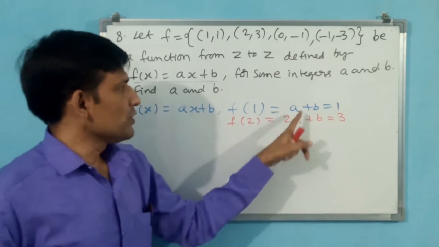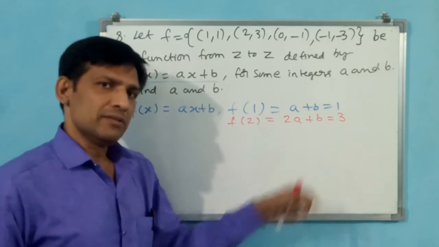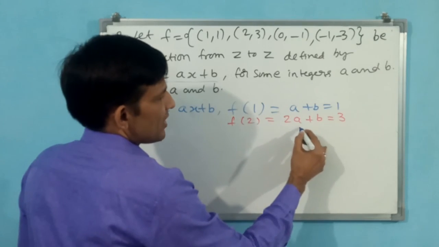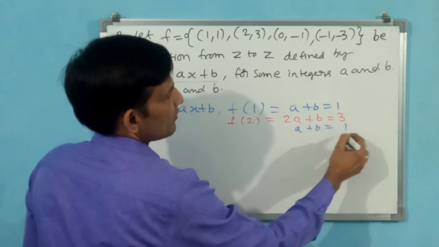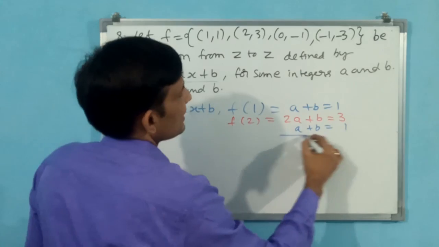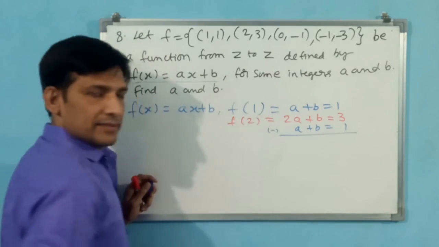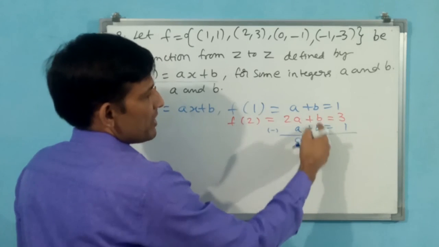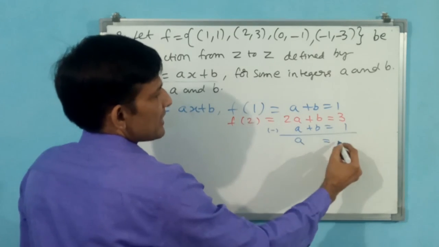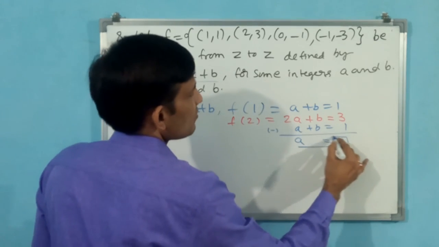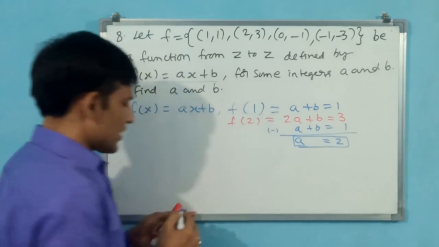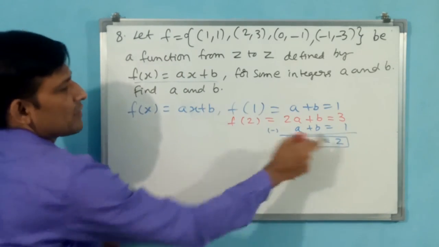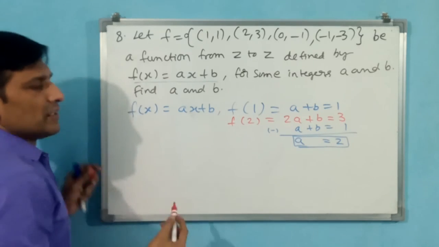Now you are having 2 equations to find a and b. 2 equations means easily you can find. Same thing I am writing again down. a plus b is equal to 1. This one I am making minus, subtraction. 2a minus a is a, b minus b is 0, 3 minus 1 is 2. That means a is equal to 2 has come to you. Find a and b, a has come. a is equal to 2.